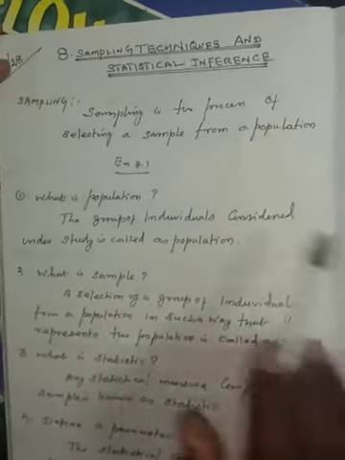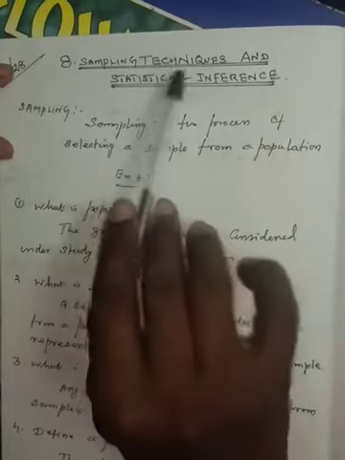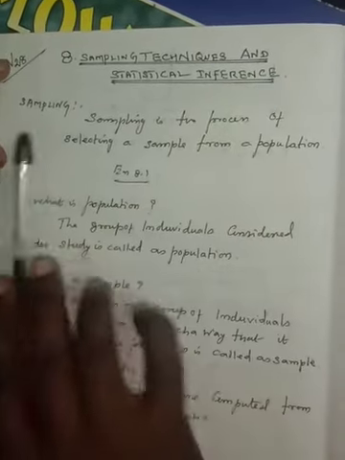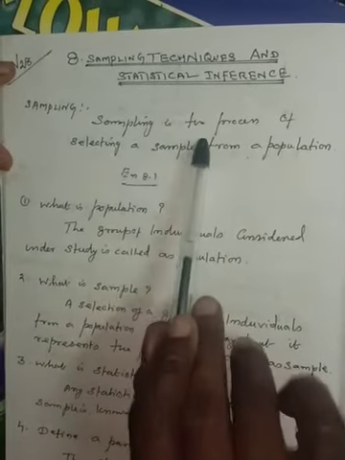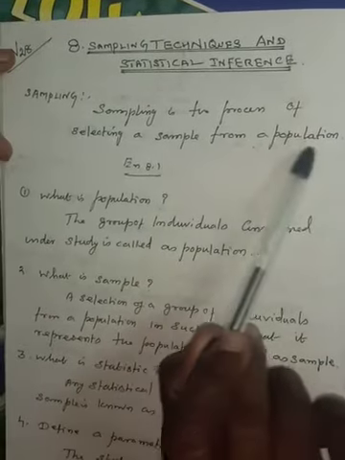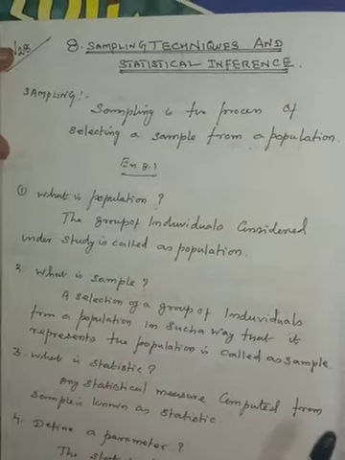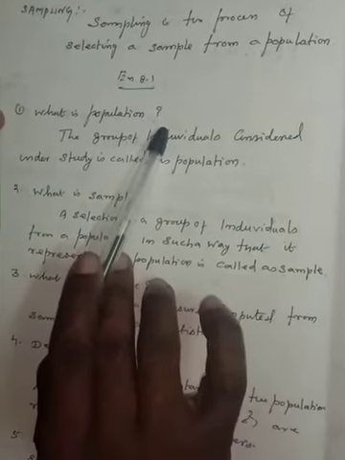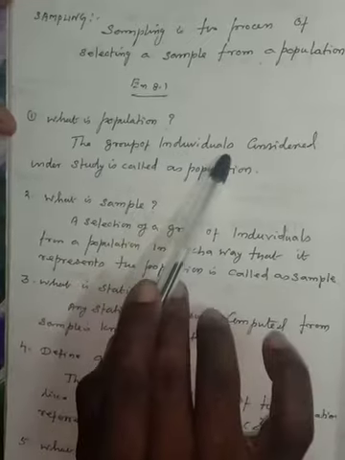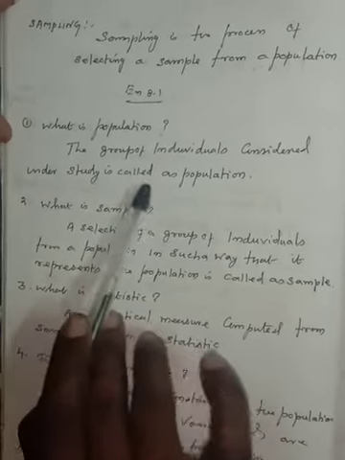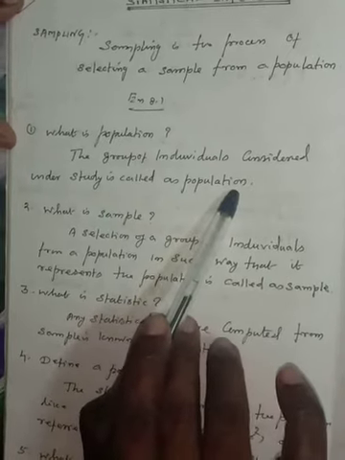Students, today's topic is lesson number 8, sampling techniques and statistical inference. Sampling is the process of selecting a sample from a population. Exercise 8.1. Question number 1, what is population? The group of individuals considered under study is called a population.